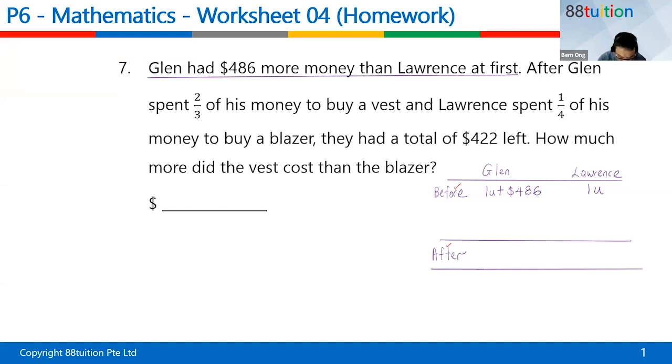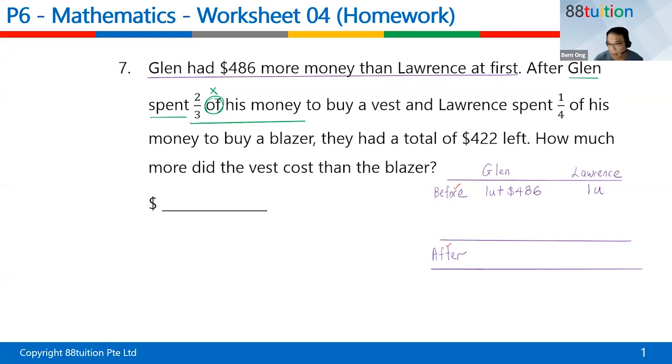Then you read a little bit more. Here you have to focus really, children. Focus. Glenn spent 2/3 of his money. And the "of" means what? The "of" means times. His money, this whole thing is his money. So Glenn spent 2/3 of his money on a vest.